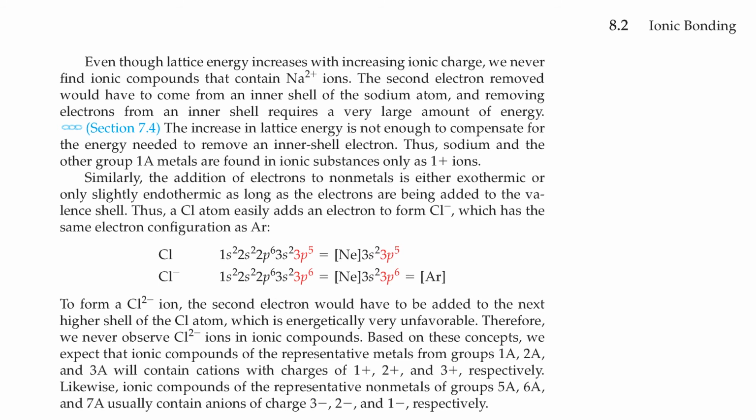Based on these concepts, we expect that the ionic compounds of the representative metals from groups 1A, 2A, and 3A will contain cations with charges of +1, +2, and +3 respectively. Likewise, ionic compounds with the representative nonmetals in groups 5A, 6A, and 7A usually contain anions with charges of -3, -2, and -1 respectively.